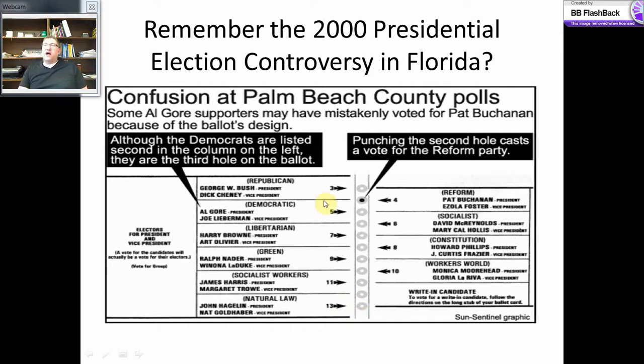And there were lots of complaints. And indeed, in this county, there were a lot more Reform Party votes than the demographic and the exit polling would have led to believe. Whether or not that means that the election actually was affected directly by this, or if this is just an example of something that could have gone wrong, I'll leave that for you to decide.